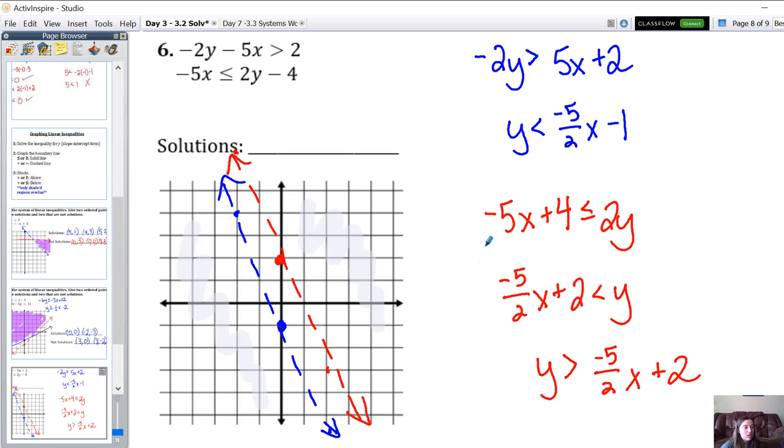The reason that we know that is because the slopes of both of these inequalities is the exact same. They both have a slope of negative 5 over 2. That means those lines will never touch, so they'll never have any sort of intersection. And because we have strictly less than for the blue line and strictly greater than for the red line, they are not going to overlap. So this one has no solutions.